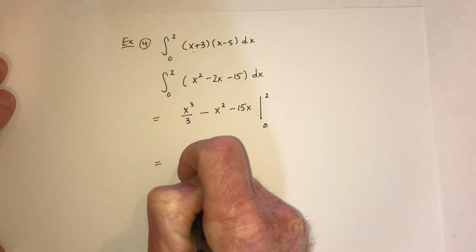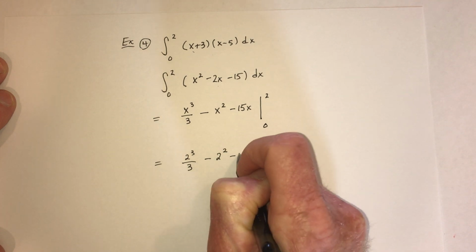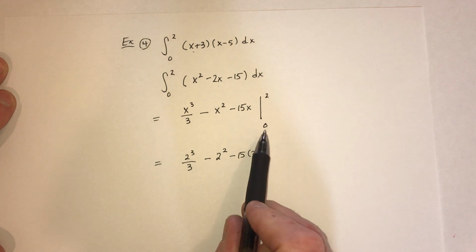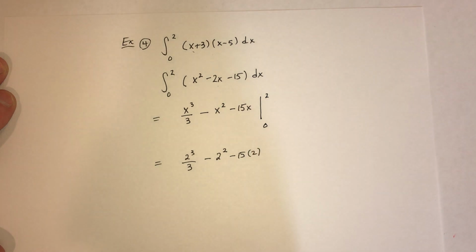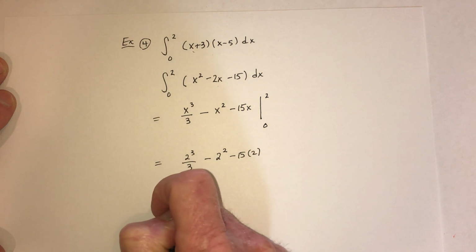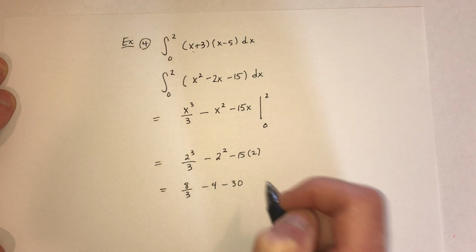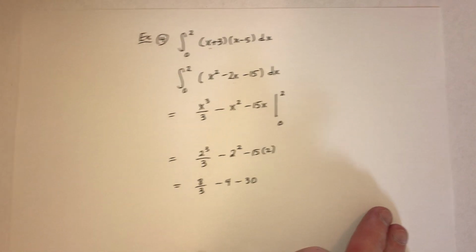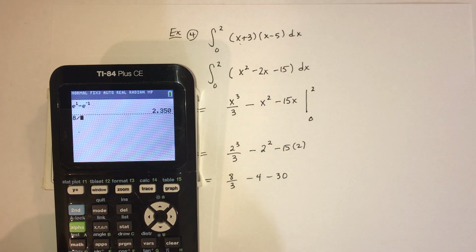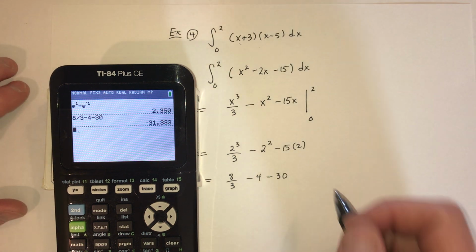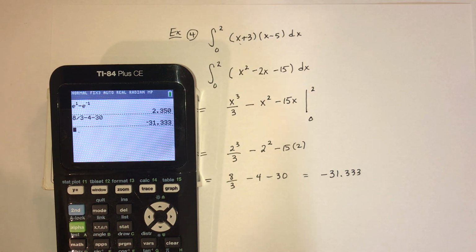So this is going to be 2 cubed over 3 minus 2 squared minus 15 times 2. And then when you substitute a 0, that'll be 0, 0, and 0. So this 0 does not contribute anything to the answer. So let's see, this is 8/3 minus 4 minus 30. Eight thirds minus 4 minus 30 is negative 31.333.